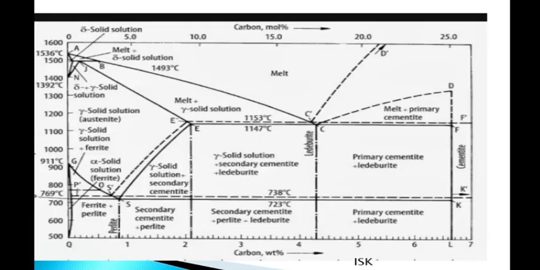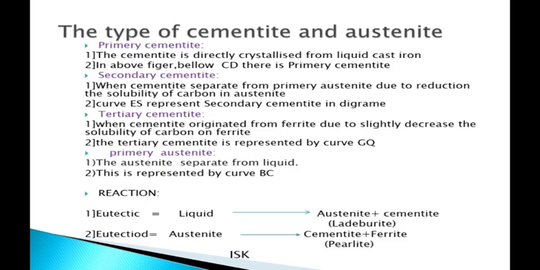Next, we learn about the types of cementite and austenite. First, we learn about primary cementite. What is meant by primary cementite? Cementite that is directly crystallized from the liquid cast iron is nothing but primary cementite, and below the line CD there is primary cementite.